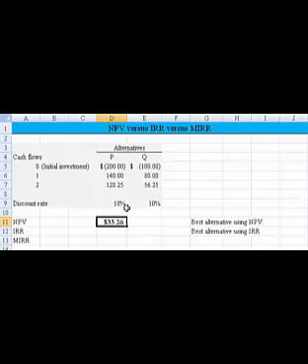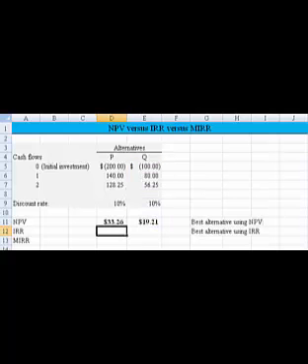Okay, now the reason why I put the discount rate in both columns is that way we can just copy this formula and come up with the NPV for Project Q. And sure enough, all the numbers line up.